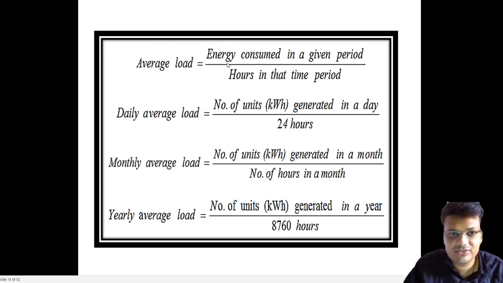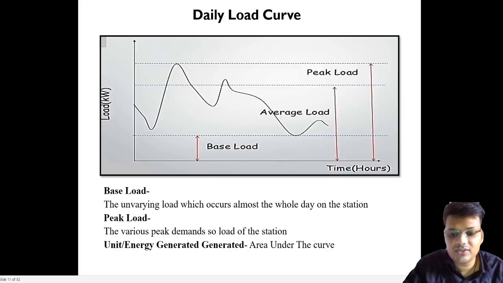How is the average load calculated? Average load is the energy consumed in a given period divided by the hours in that time. So how will we calculate the energy generated? As I told you, we have to calculate the area under the curve. Be careful: if I ask what the energy generated is, you have to calculate this area under the curve. If I ask what the average demand is, we have to divide by the time in hours.